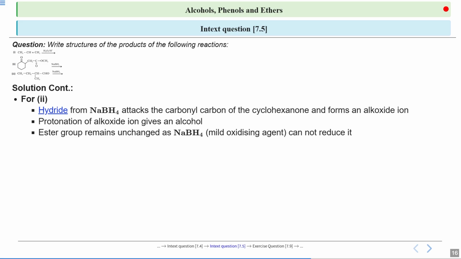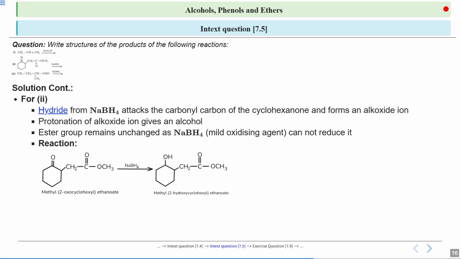Okay, so if you have this reaction where the reactant is methyl 2-oxocyclohexyl ethanoate, you have this carbonyl carbon, C double bond O, in the cyclohexane ring, right? And the other part is CH2 C double bond O OCH3, which is the ester. The ester group remains unchanged. It will not get affected by sodium borohydride. If there is a strong reducing agent like lithium aluminium hydride, then the ester group will also change. But here only sodium borohydride is given, so the ester group will remain unchanged.